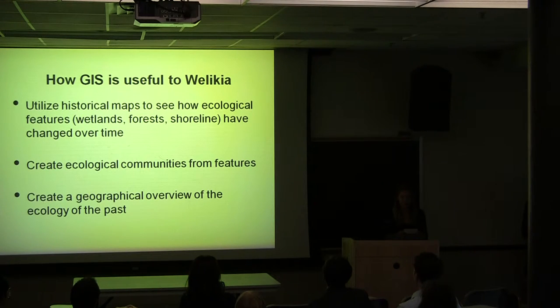But how is GIS useful to the Welikia project? Through GIS, we are able to utilize historical maps to see how ecological features, such as wetlands, forests, and shoreline, have changed over time. From these features, we can determine ecological communities of the past, and therefore create a geographical overview of the ecology of the past in the area we are examining.